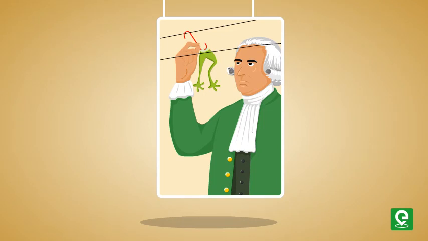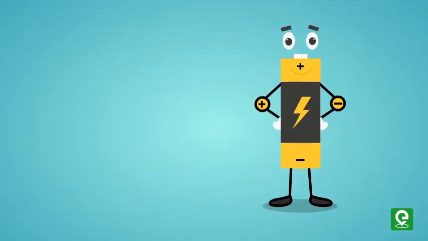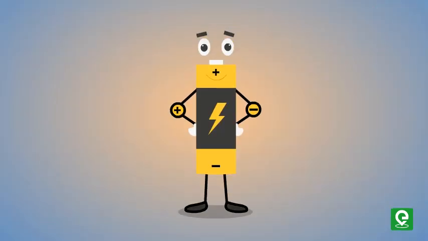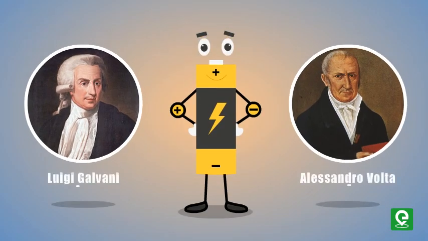Luigi Galvani first noticed chemical electricity while dissecting a frog. His friend and fellow scientist Alessandro Volta created the first battery by placing copper and zinc on the opposite sides of a moistened cloth with salt or weak acid solution. Therefore, these batteries acquired the name voltaic or galvanic cells.